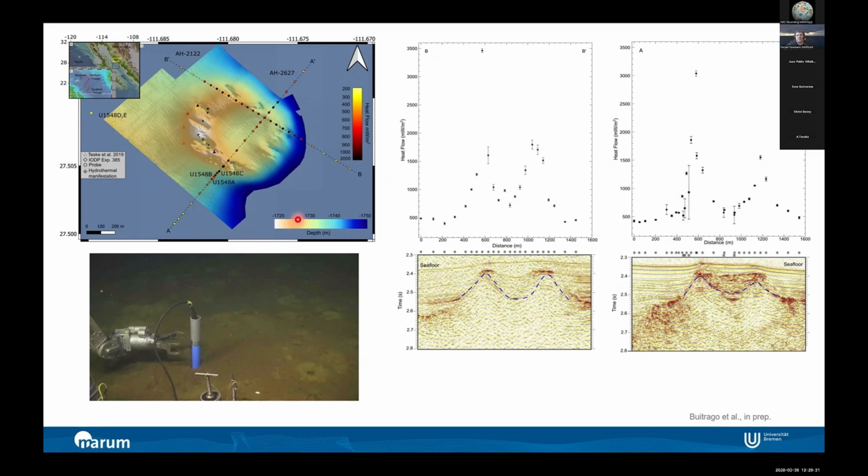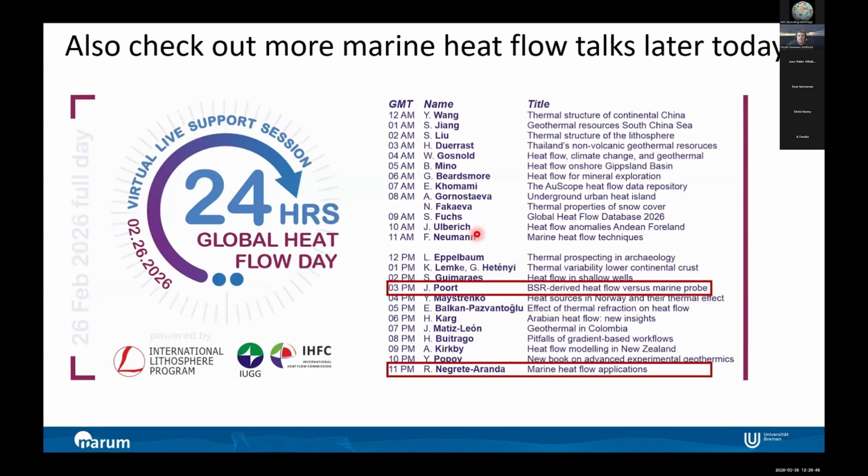So it's a very nice example where we can quickly see there is some non-conductive environment, and it's a very nice technique to measure heat flow across those structures to get some insights into the deeper thermal structure of this tectonic feature. And I think that's for my talk.